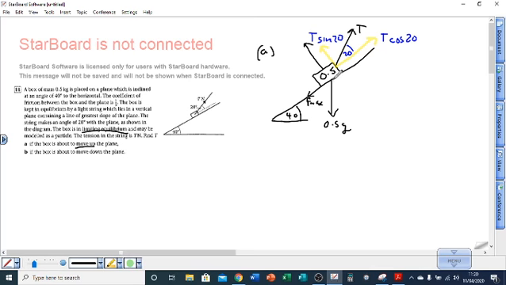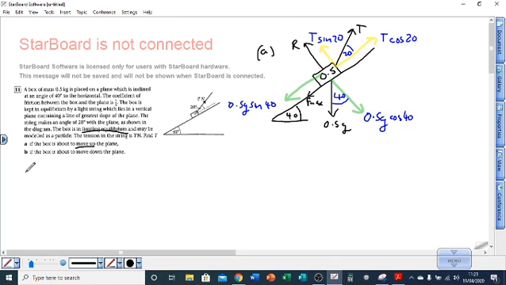Now resolving the weight, I've got a bit going down like that and a bit going down like that. Well, we always know this is 40 degrees here. So the weight, which is 0.5 g, times its component, which is cos 40, and the bit going down the slope is the weight, 0.5 g, times sin 40. Okay, so we're ready to go now, and don't forget the R there.